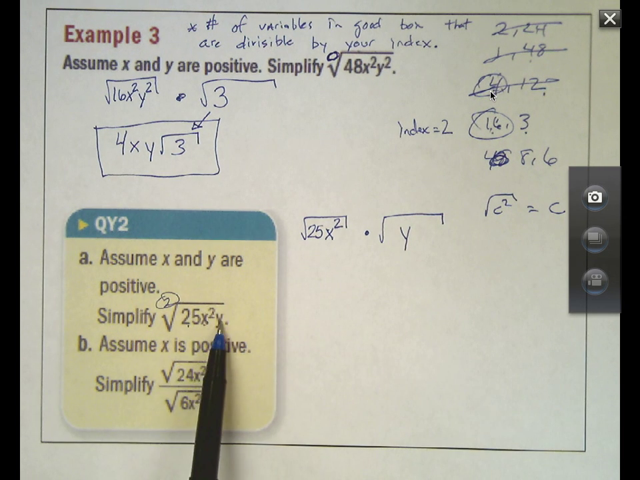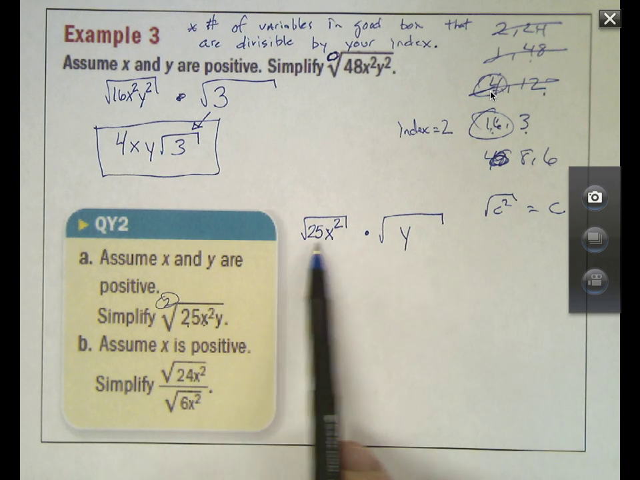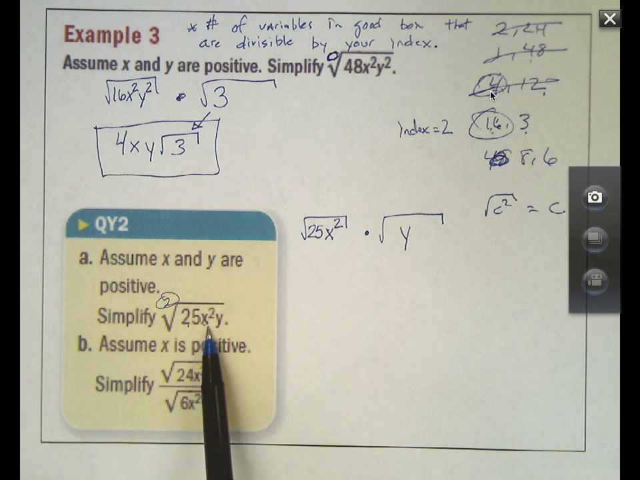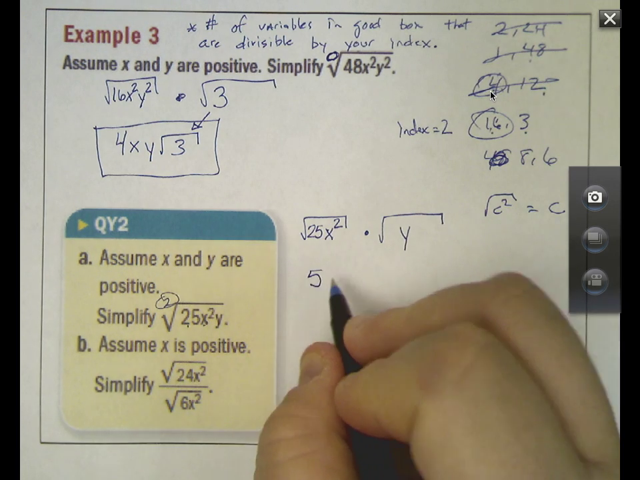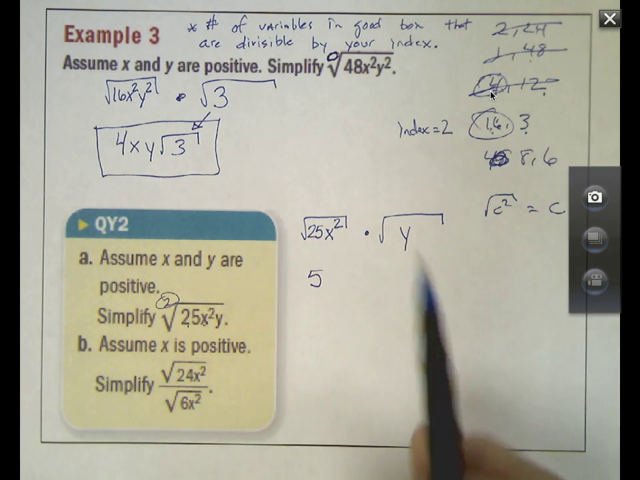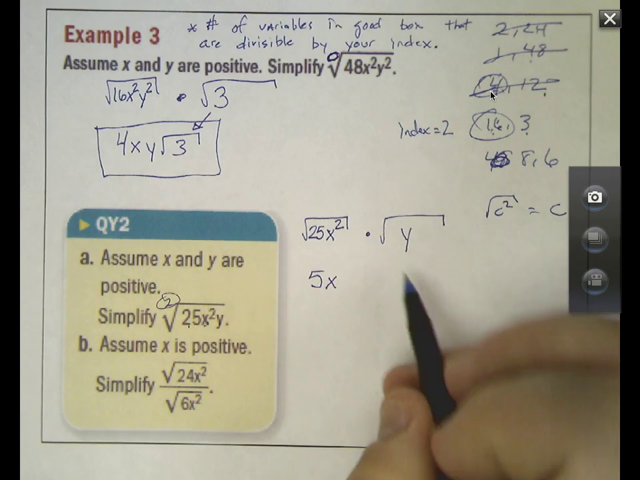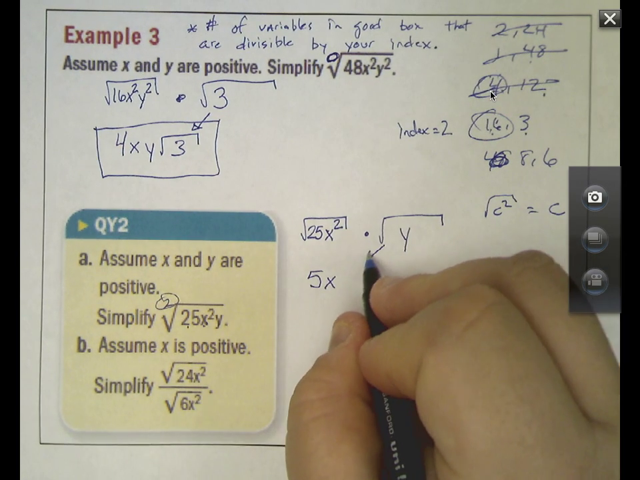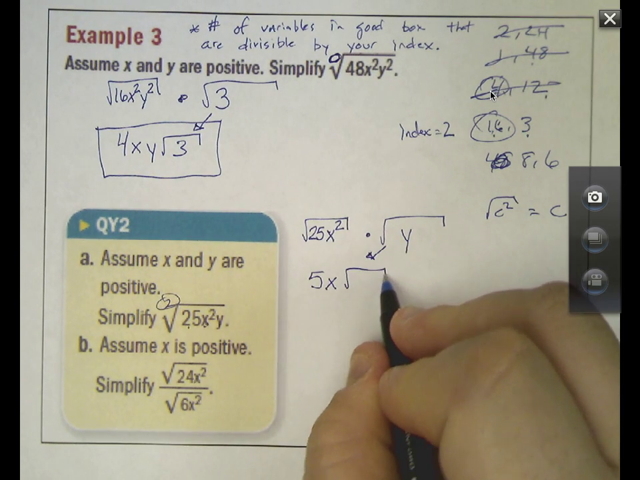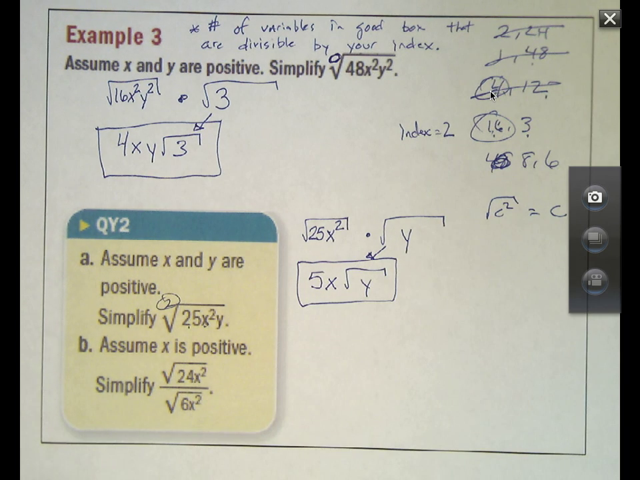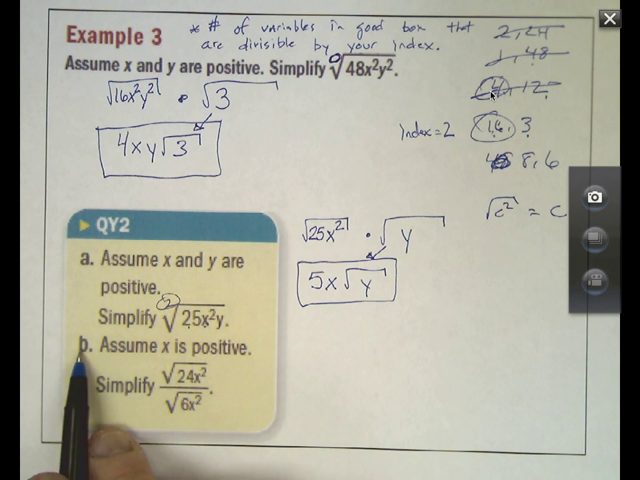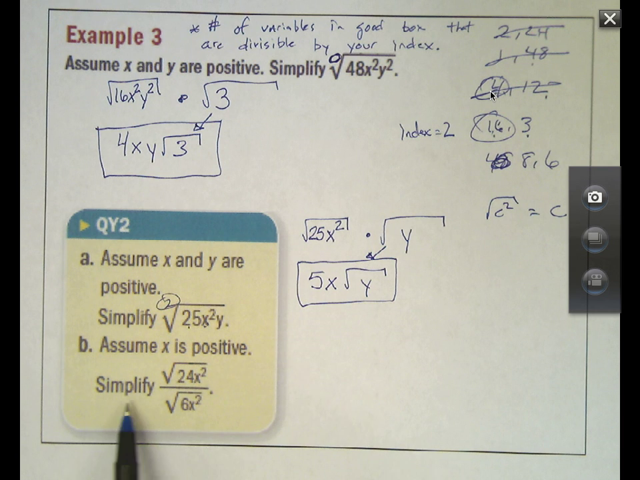Notice if I multiply these two things together, 25x squared times y gives me 25x squared y. So you need to make sure that when you multiply these two things together, you still get what you started with. So what's the square root of 25? 5. What's the square root of x squared? x. And bring my bad box with me.